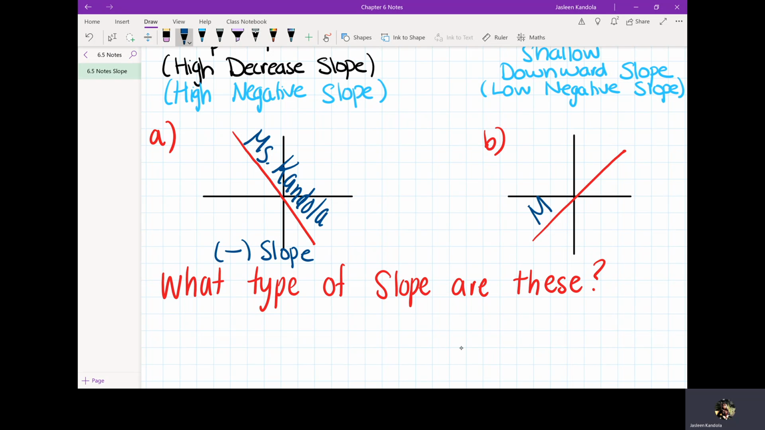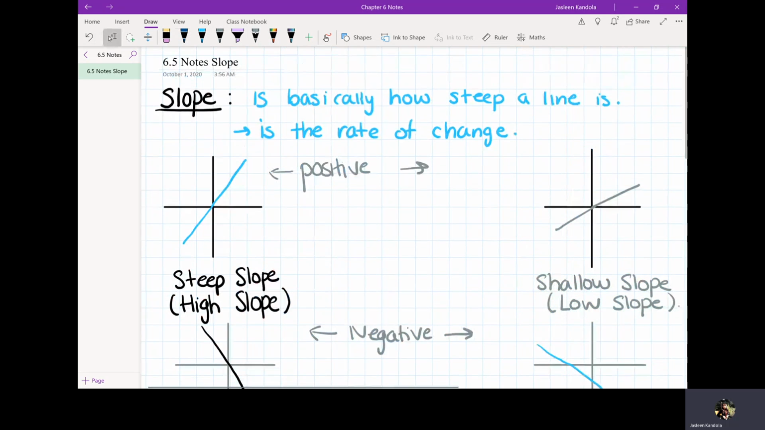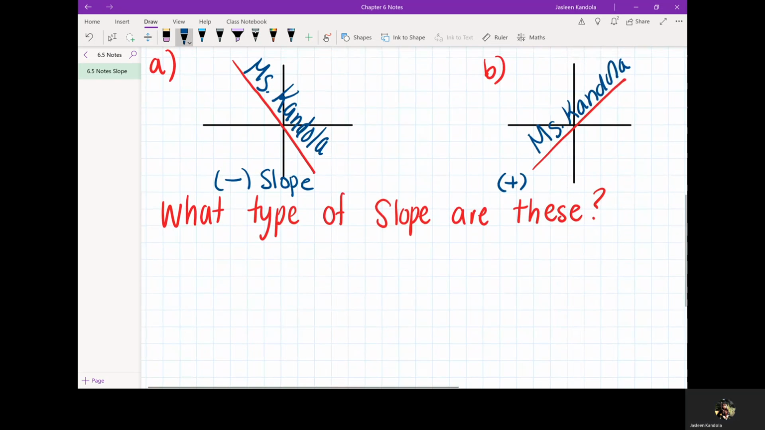So let's again write. All right, so now this is going up, as we can see, right? So we're climbing. So when we're going up, as we saw in these two scenarios, no matter what, it's a positive slope. So we would say this is a positive slope. All right.